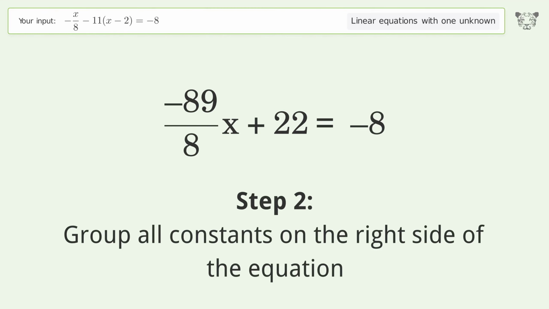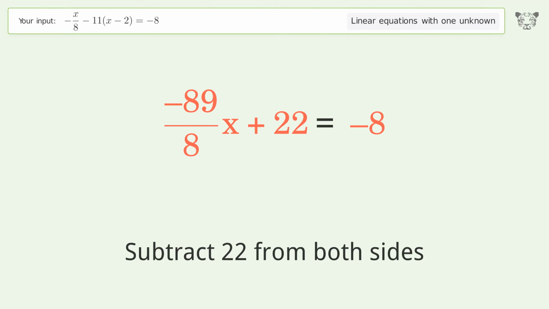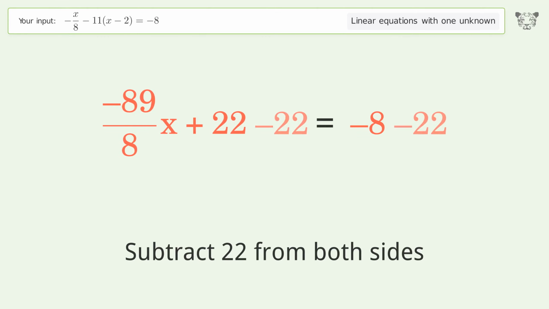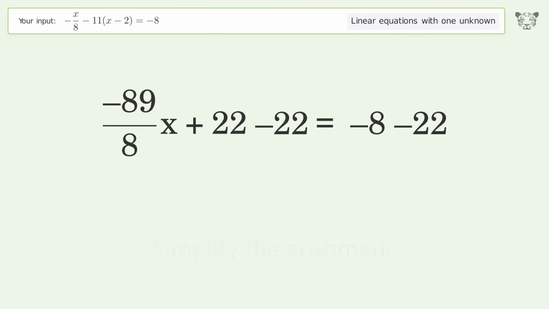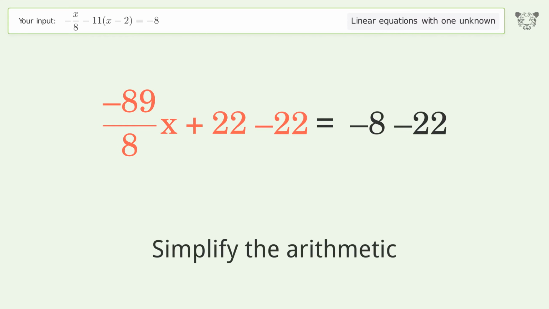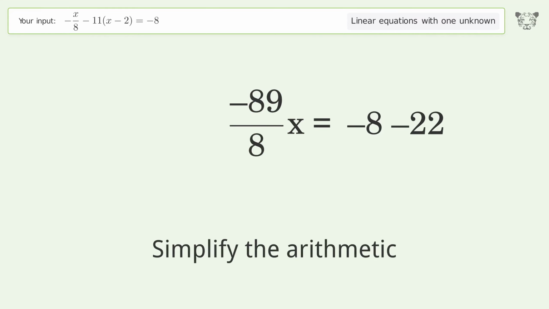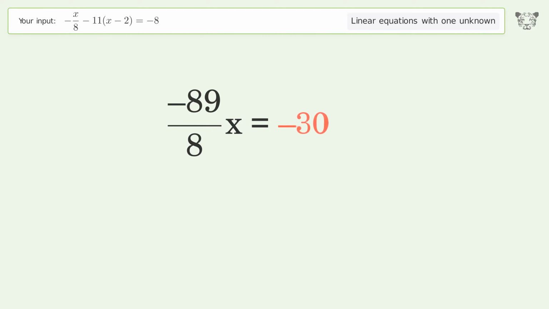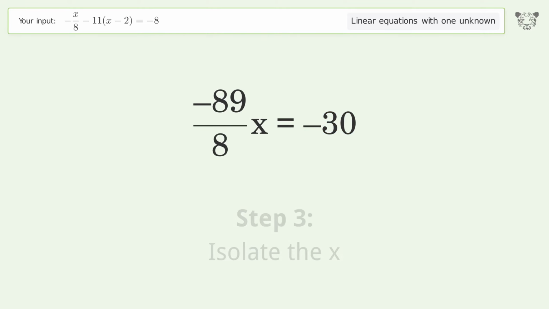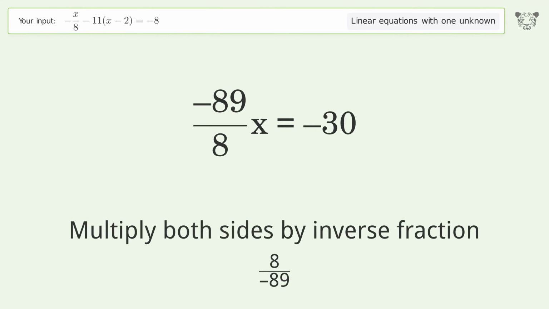Group all constants on the right side of the equation. Subtract 22 from both sides. Simplify the arithmetic. Isolate the x. Multiply both sides by inverse fraction 8/-89.